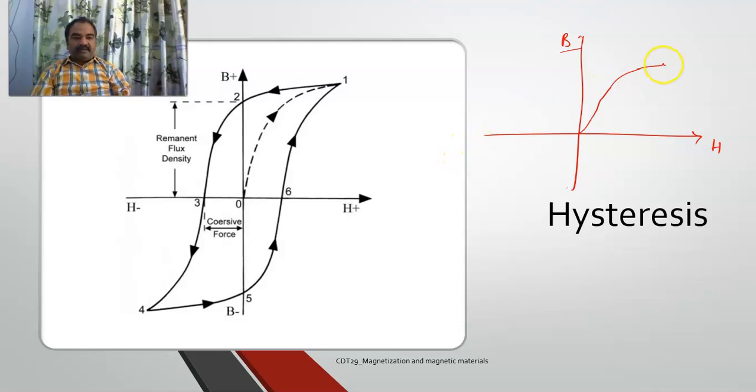Now, if you want to come back again, if you are removing the external magnetic field, we can't say that all the dipoles which are oriented will come back to their initial positions, which means that some part of it stays in the same fashion. This is called residual magnetism.